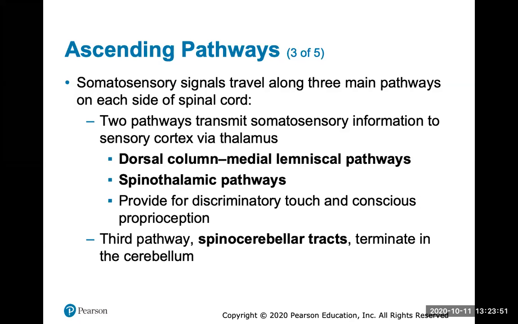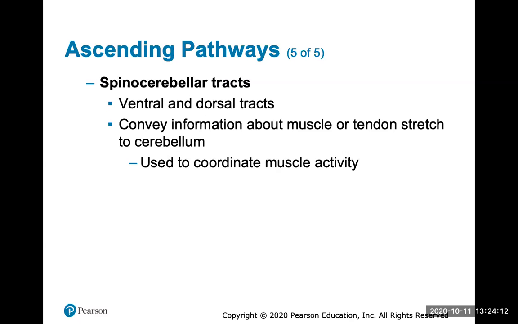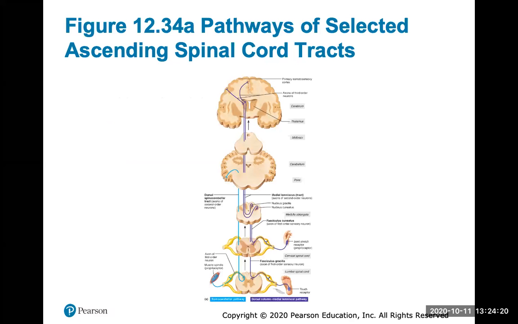These two pathways provide for discriminatory touch and conscious proprioception. There's a third pathway, the spinocerebellar tracts, which will terminate in the cerebellum itself. So this takes you through the DCML pathway and the spinothalamic pathway, telling you what sort of things it's transmitting. And then the spinocerebellar tracts are ventral and dorsal tracts that are used to coordinate muscle activity, so they'll convey information about muscle or tendon stretch.